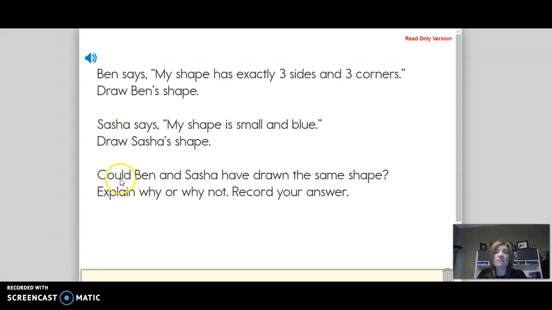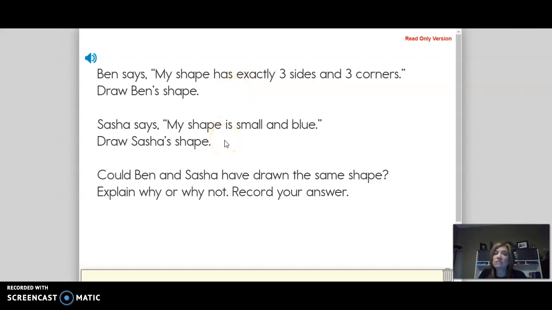And I'm sure lots of you realized right away that Ben and Sasha might have drawn the same shape. And here's how we got that. When we look at the attributes that Ben describes in his response about his shape, he says his shape has exactly 3 sides and 3 corners. Well, we know that those are defining attributes of triangles. Triangles are the only shape that have exactly 3 sides and 3 corners. So we know Ben had to have drawn a triangle.